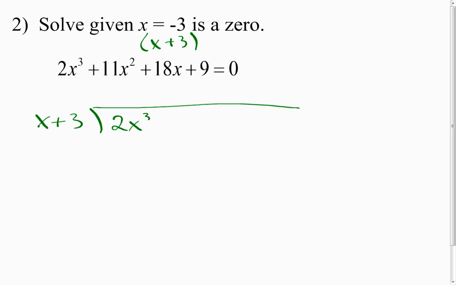Everything else goes here. Remember, if you end up skipping a degree, you have to fill that in with a 0, because you need the placeholder. So again, you can go through the process. I would encourage you to pause this, try it, and then double check it. I'm going to work through it slowly.